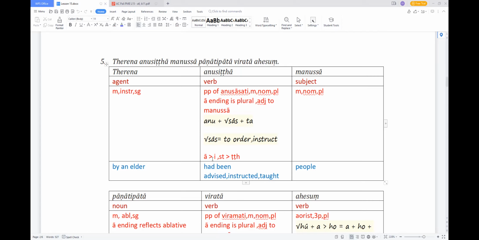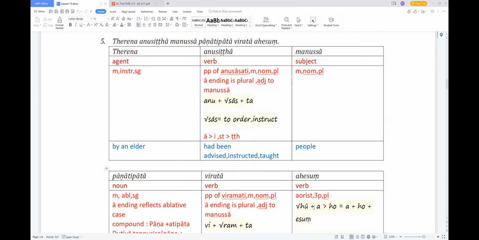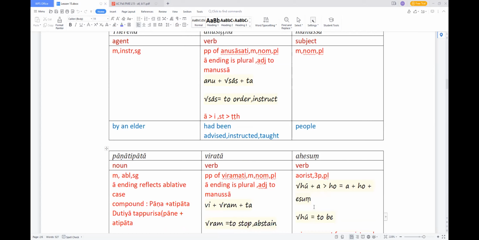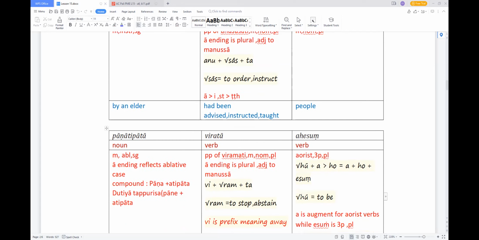And then somewhat ahesum. The root is who. Are you sure the root is who? I thought the root should be bu, right? Bu and who are the same. Actually, I checked. I found that bu for Sanskrit also comes with bu, but in Pali it can be who also. Who is actually coming from bu. Bu changes to who. I checked 2 dictionaries.